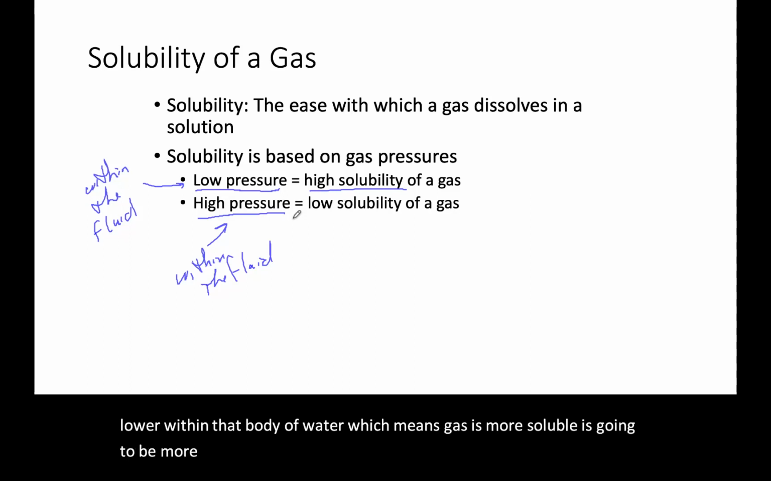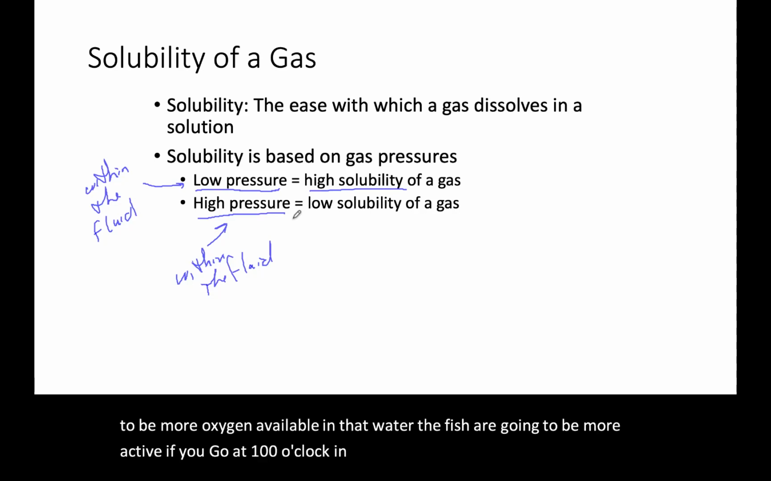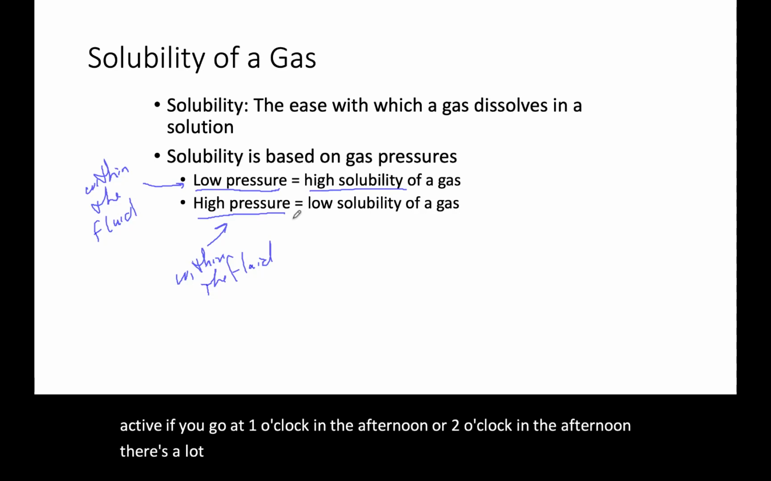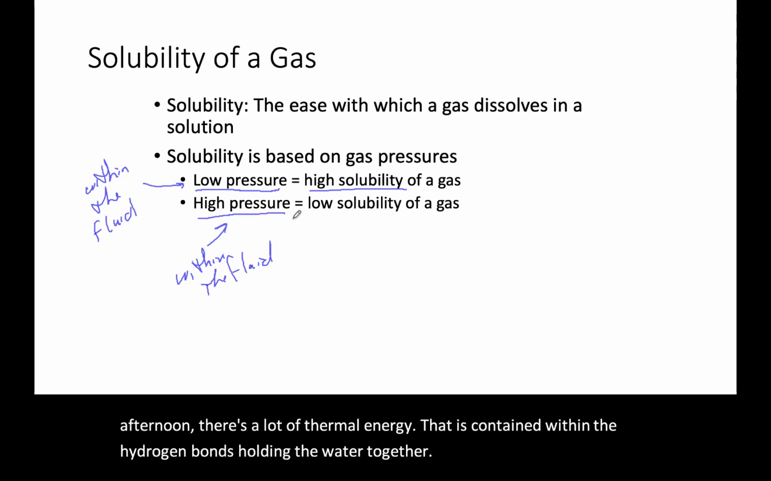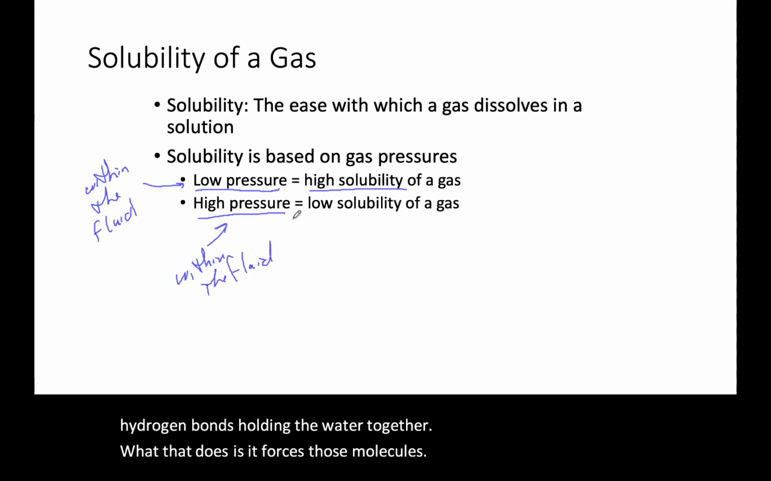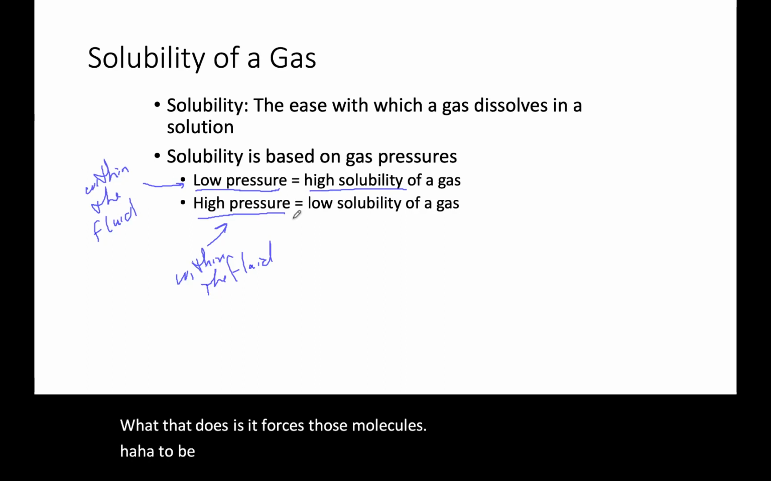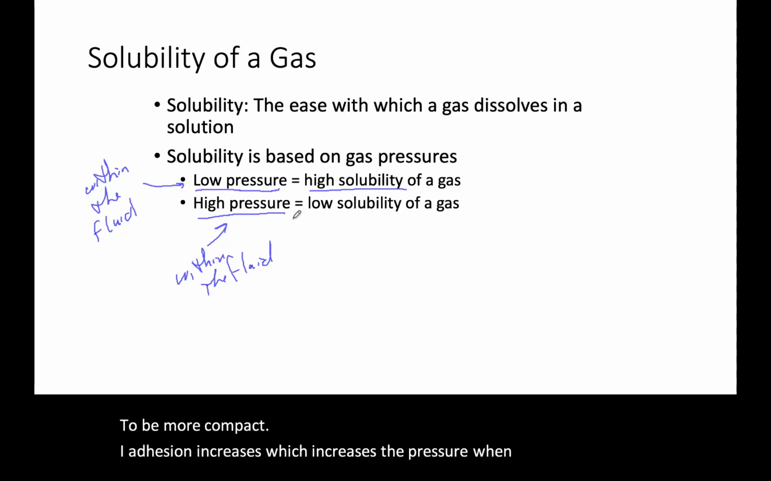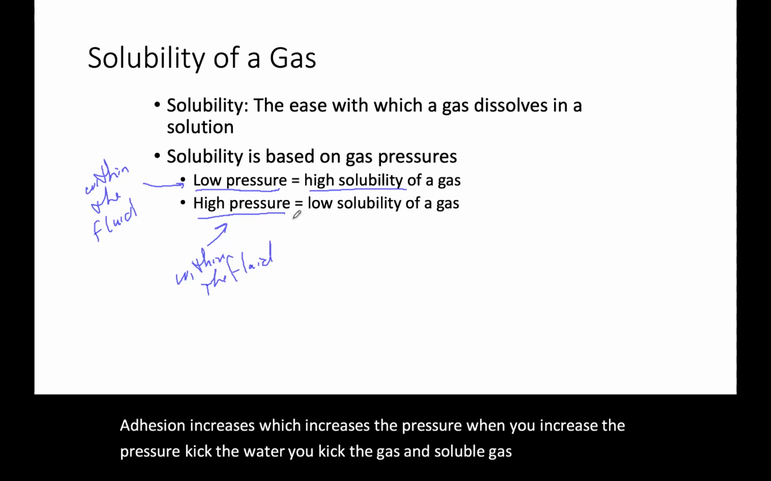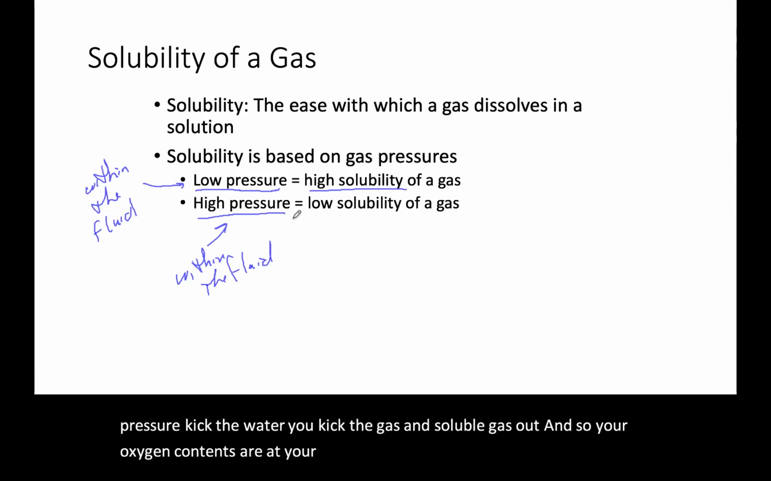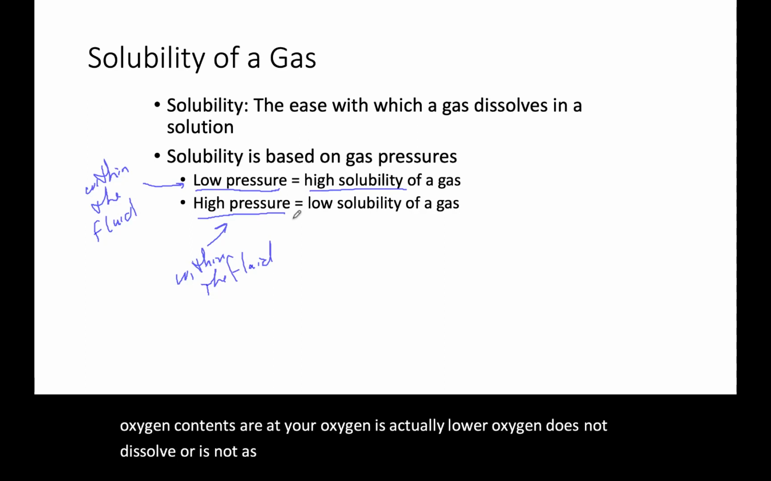If you go at 1 o'clock in the afternoon or 2 o'clock in the afternoon, there's a lot of thermal energy contained within the hydrogen bonds holding the water together. And what that does is force those molecules to be more compact. Adhesion increases, which increases the pressure. When you increase the pressure, you kick the soluble gas out. And so your oxygen is actually lower. Oxygen is not as easily soluble in water as some other gases.